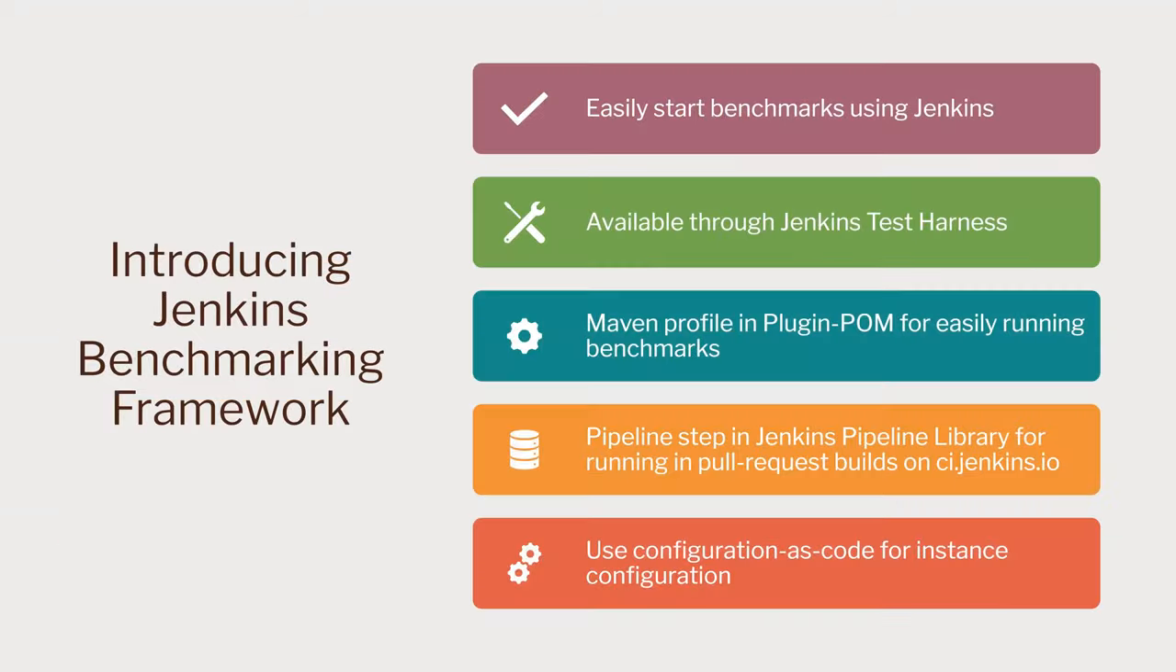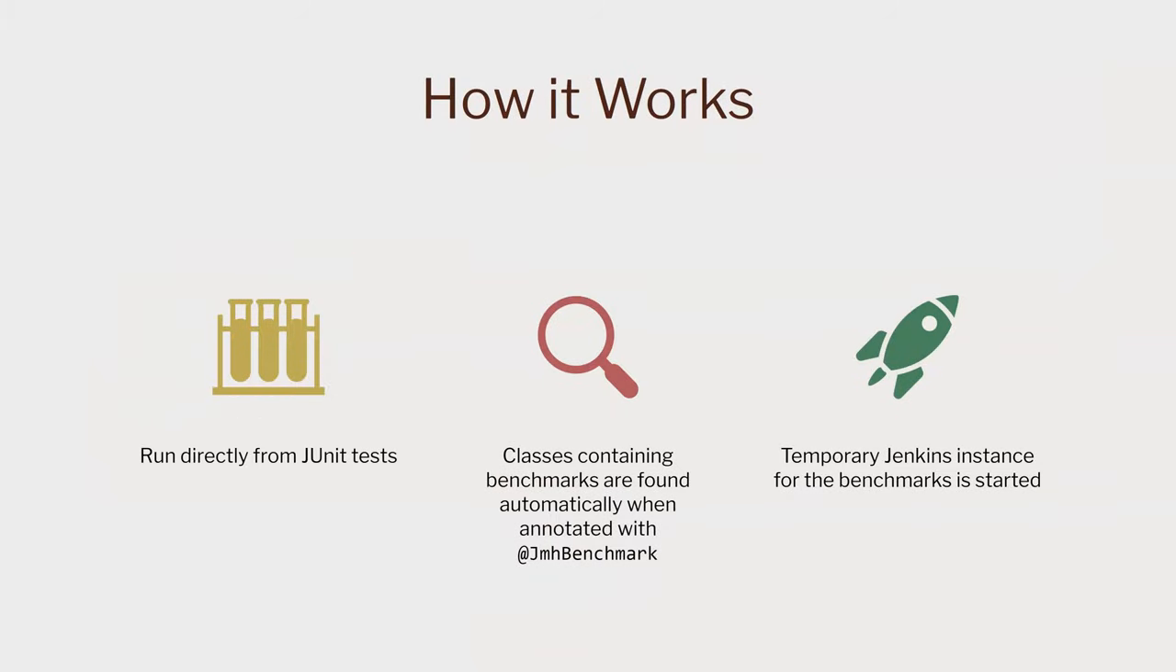So we introduced the benchmarking framework for Jenkins plugins. What this enables you to do is start benchmarks using Jenkins, and it's available to everyone through the Jenkins Test Harness. We have a Maven profile in the plugin POM, so you can run benchmarks locally. We also have a pipeline step in the Jenkins pipeline library for running pull request builds on ci.jenkins.io. We also support using Configuration as Code for setting up the instance that is started for benchmarks. The framework works by running the benchmarks directly from JUnit tests, and the benchmark classes are automatically found when they're annotated by JMH Benchmark, and a temporary instance is started for every fork of the benchmark.